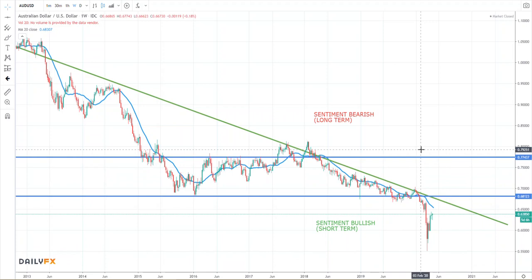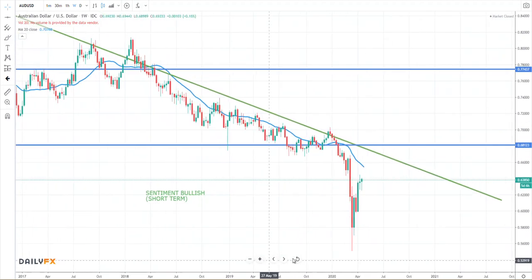So we're going to start here with our weekly chart. Now, long-term multi-year, the Australian dollar is in decline, right? Downtrend versus the US dollar. So my sentiment is bearish here for the long term. Now, we think about the short term, though. We've seen this big volatile spike against the dollar after this huge sell-off. We typically see a fair retracement.